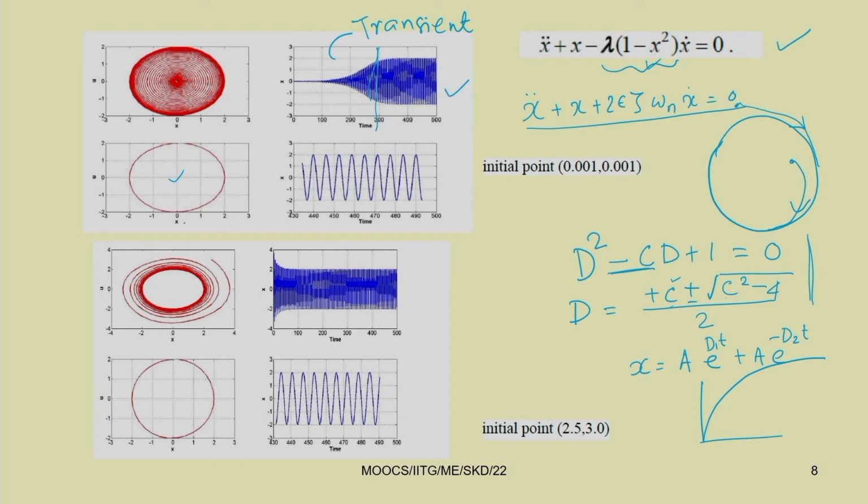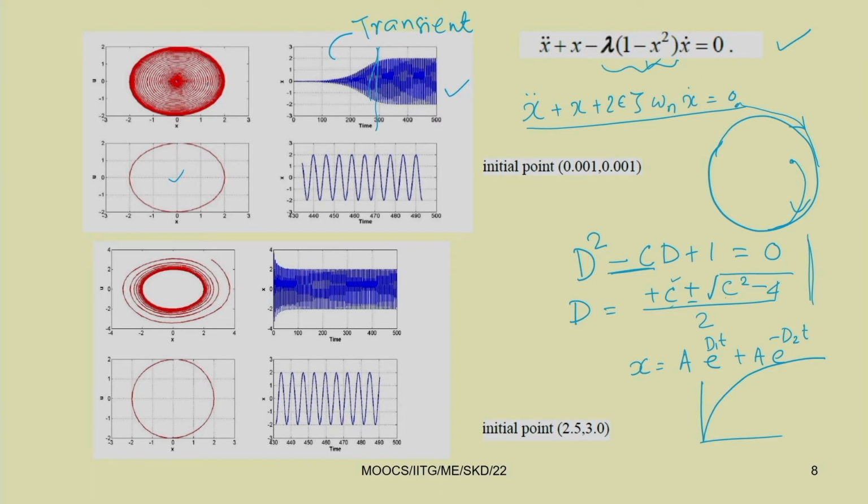So, if you plot x versus x dot, that is displacement versus velocity, this is known as the phase portrait. When you plot displacement versus time, this is the displacement variation with time, or the time response plot. So, variation of displacement or velocity with time will give you the time response plot, and variation of displacement with velocity will give the phase portrait.